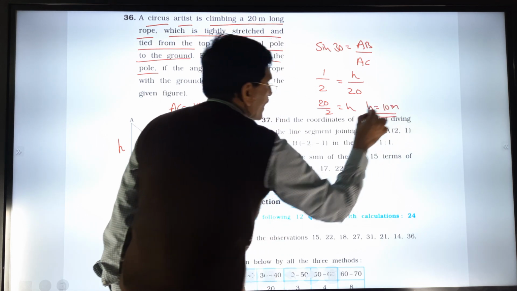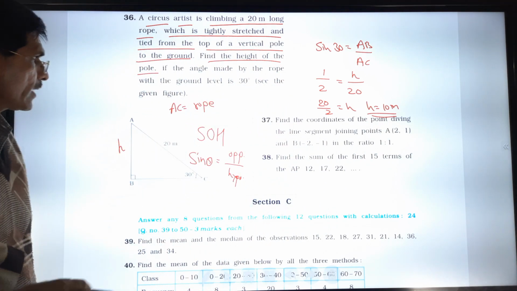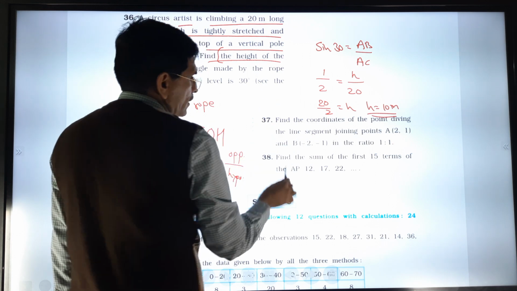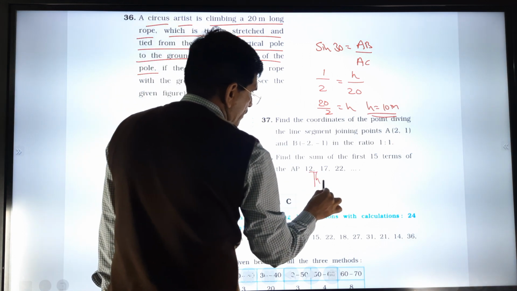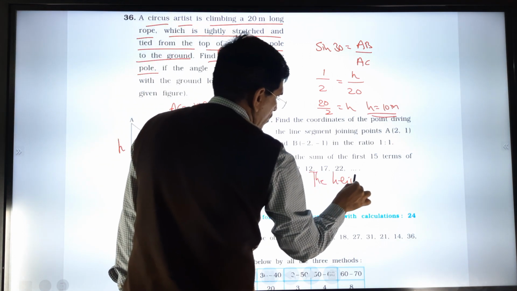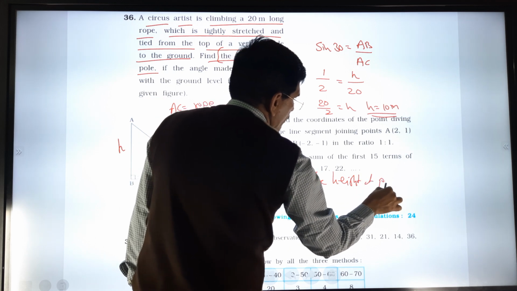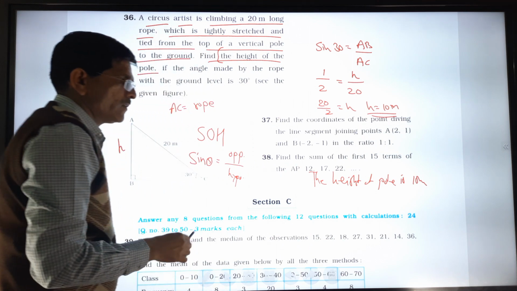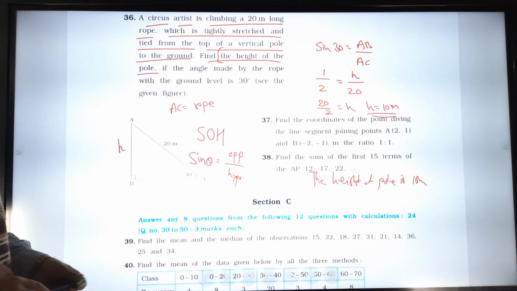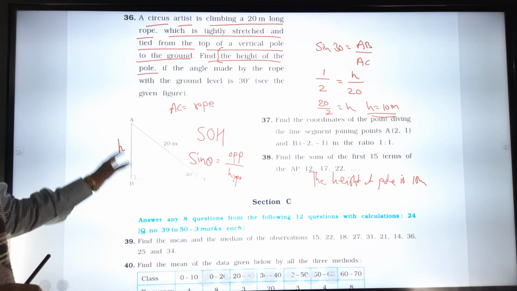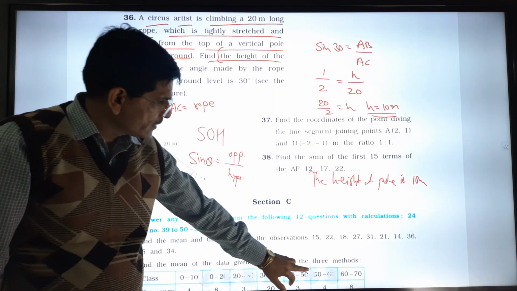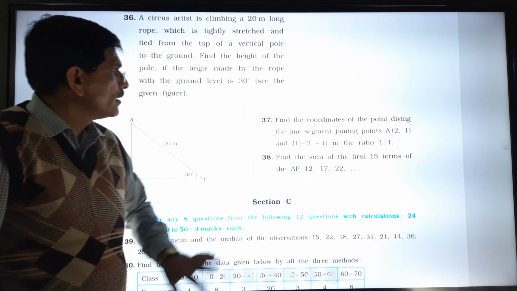We cannot write directly that H is equal to 10 meter. I have to write that the height of the pole is 10 meter. That way I have to write. I hope you have also understood this. Now two sums are remaining for section B.